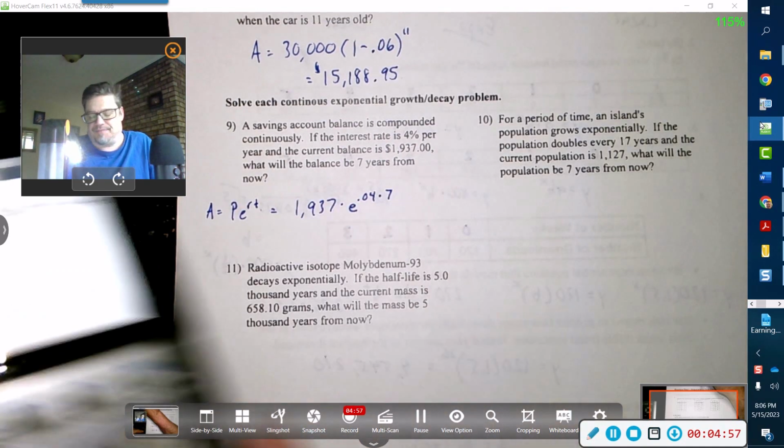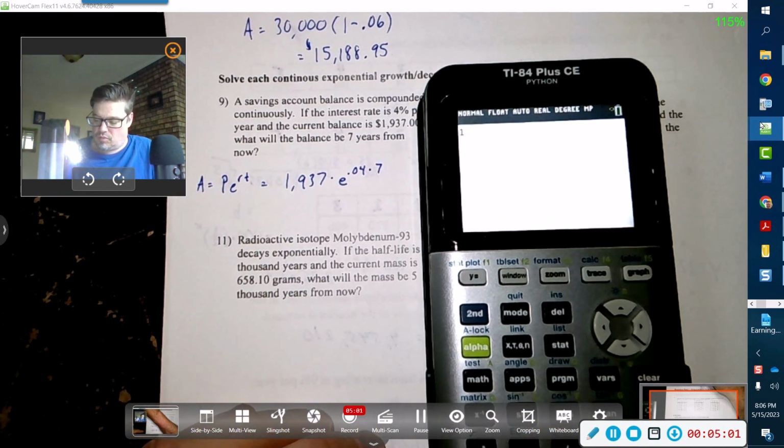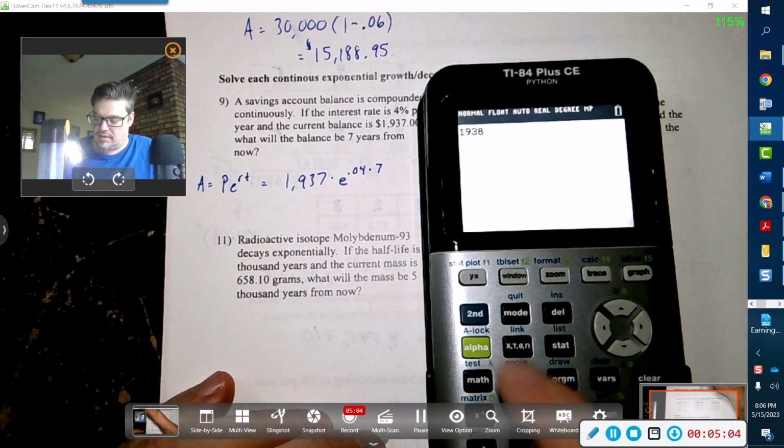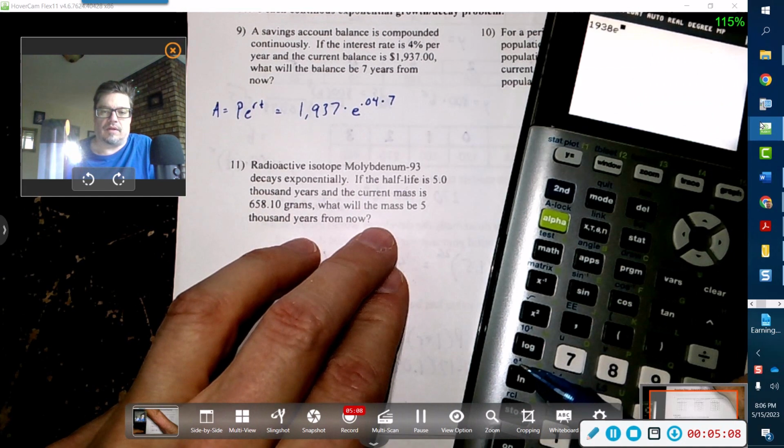Now, e to the x is its own special button. All right, so 1937 times e to the x, which is this button right here, the ln right there, e to the x.